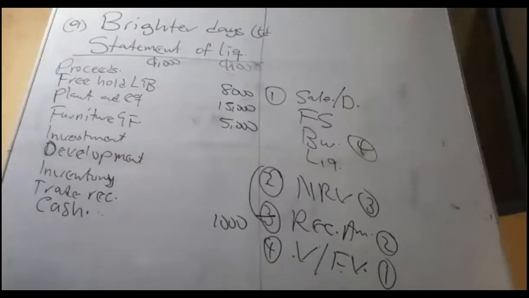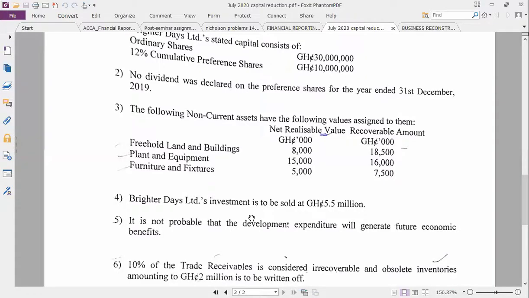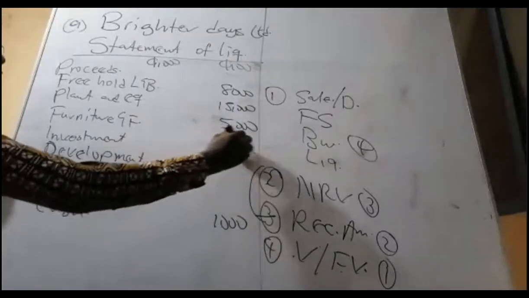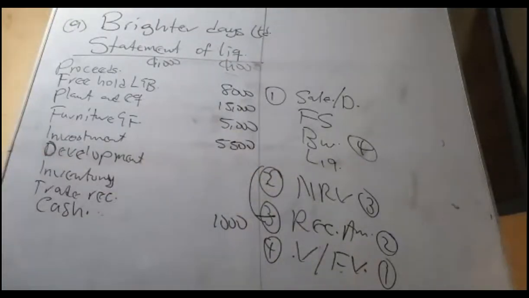So if I arrange it well, they also follow the same order. Note 4, Brighter Days Limited investment is to be sold at 5.5 million. So that's 5,500. So here will be 5,500. Let's move on with the game.